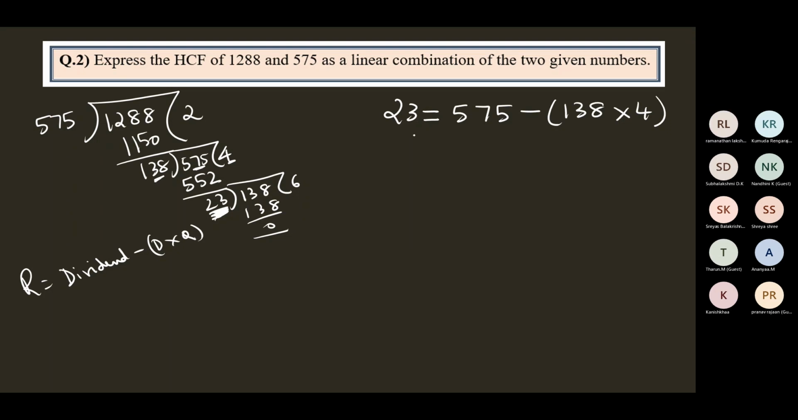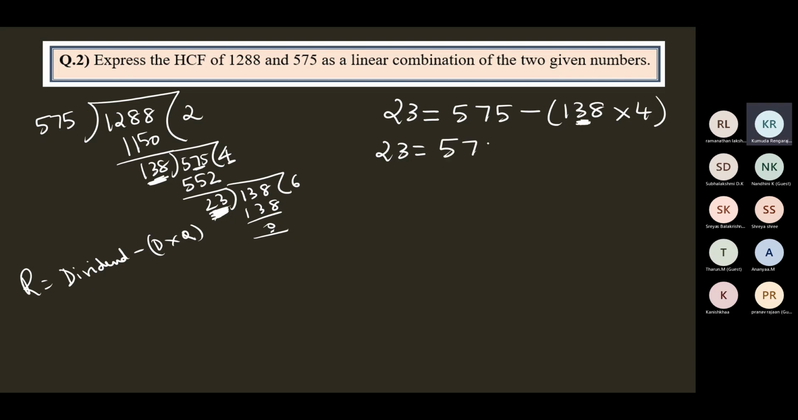Yes, ma'am. Okay, now continue. 23 is equal to, replace the remainder. Among the numbers 575, 138 and 4, this is the remainder. So now replace that. 138 is a remainder. 23, 0, 23 and 138 are the remainders. Now replace the remainder 138.